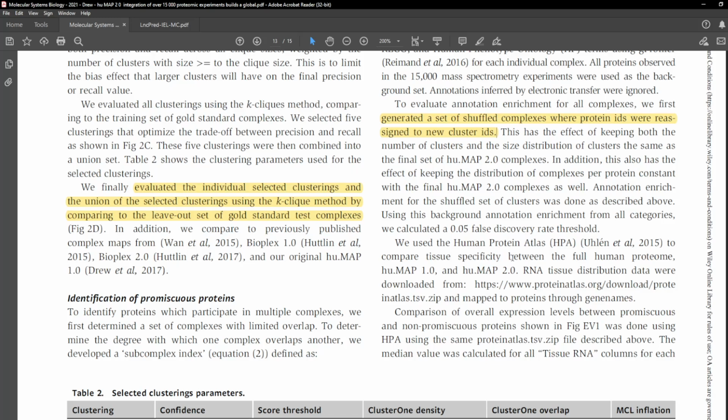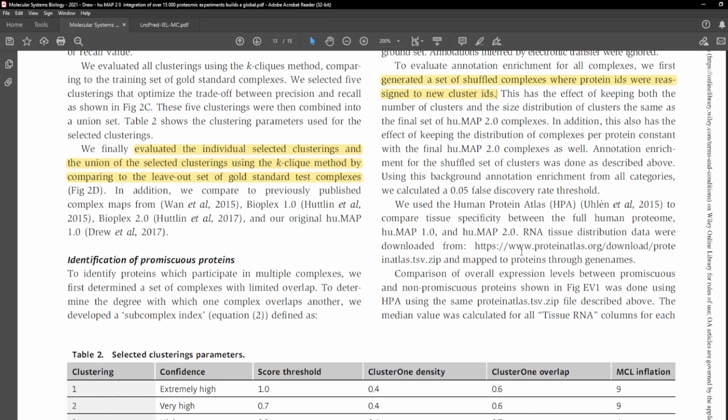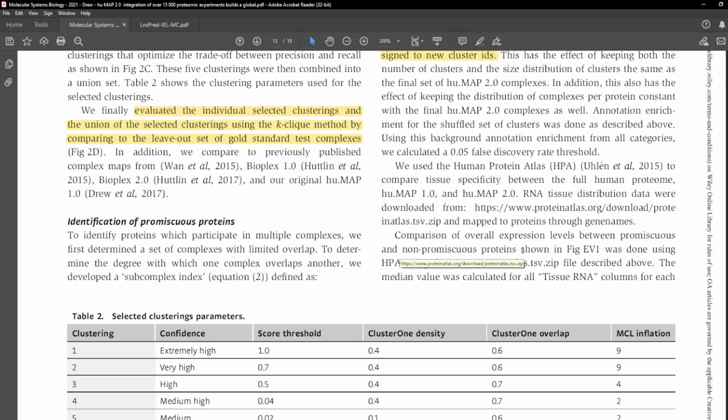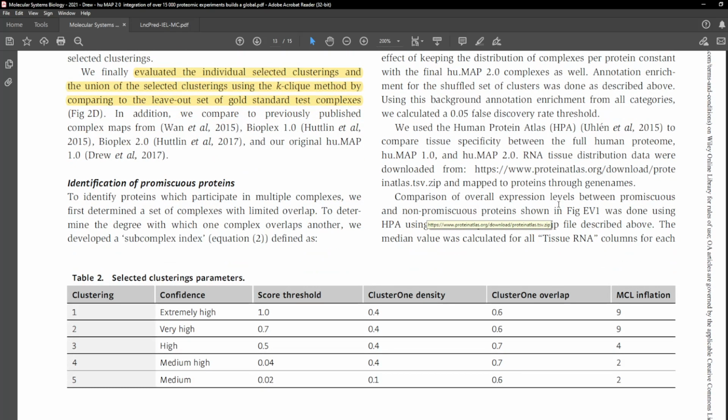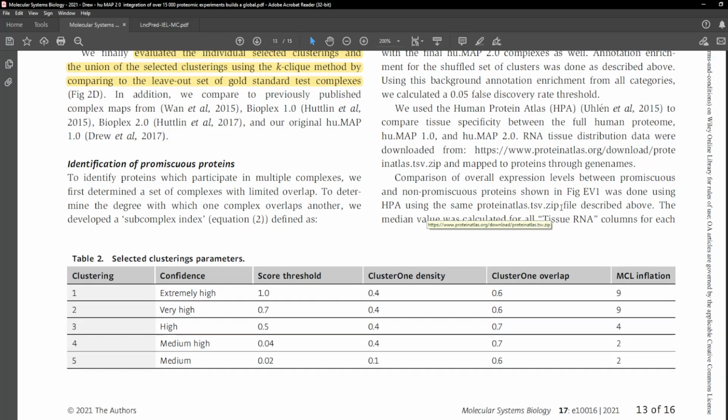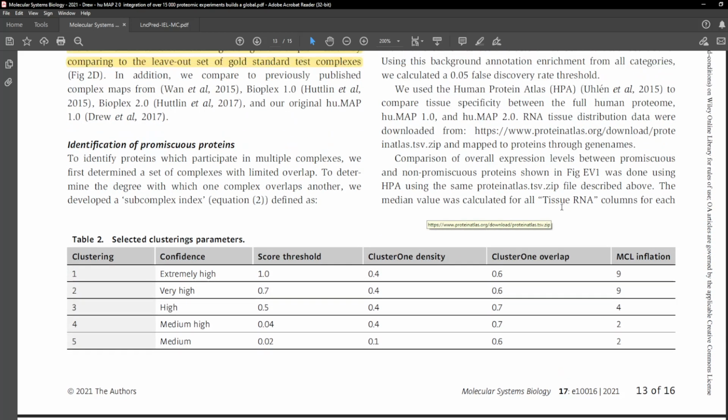Comparison of overall expression levels between promiscuous and non-promiscuous proteins shown in Fig EV1 was done using HPA using the same proteinatlas.tsv.zip file described above. The median value was calculated for all tissue RNA columns for each individual promiscuous and non-promiscuous protein, and the resulting distribution was plotted.